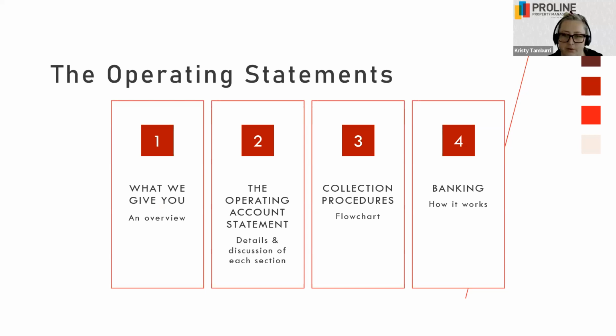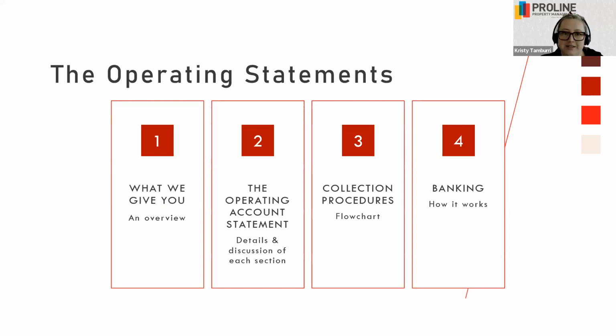Okay, there we go. So the vast majority of people here present answered correctly, all of the above. So the council manual provides you with an overview of what we at Proline give to strata corporations. There's a section on the operating account statement, collections procedures, and banking. So from there, we're going to go a little bit deeper into each of those sections.